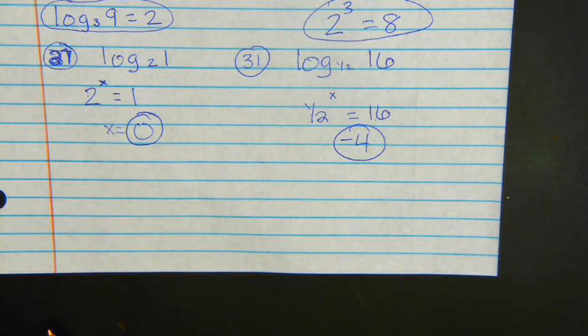Actually, real quick, what's number 29? Log base 5 of 25. 2, right? 5 squared is 25, and so on.